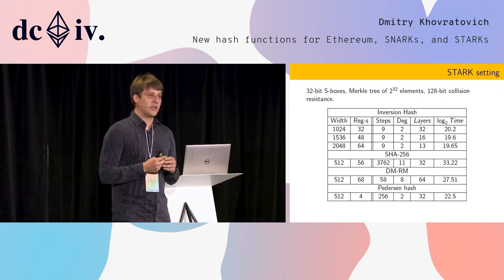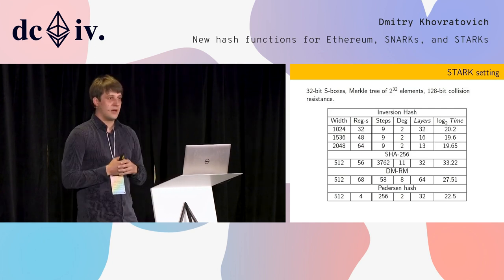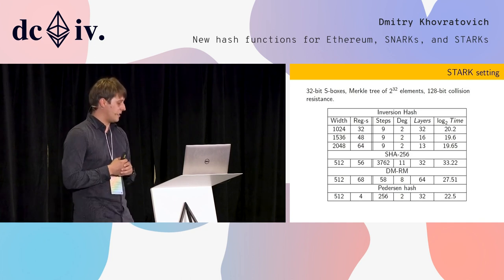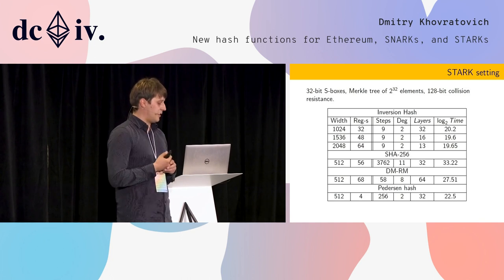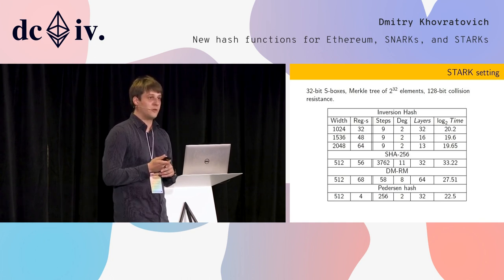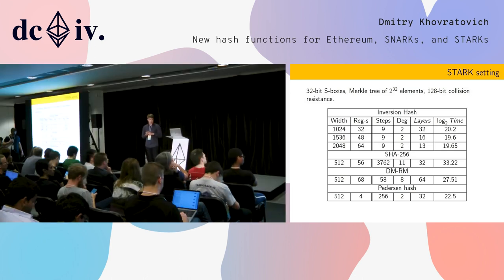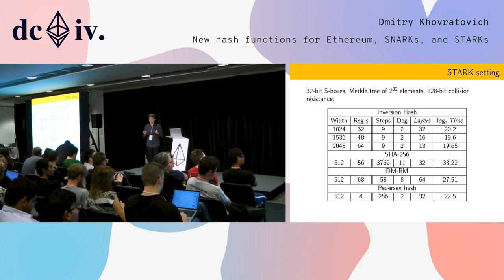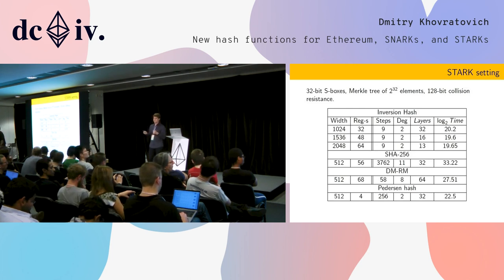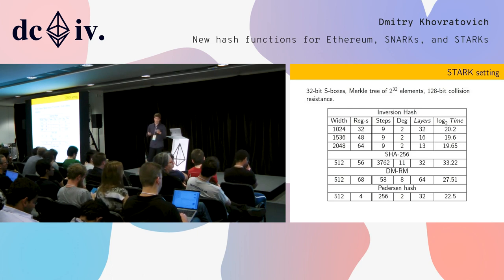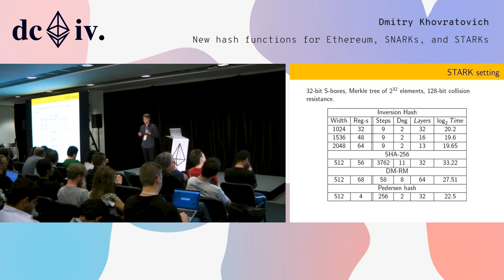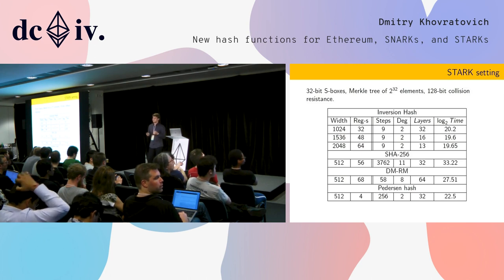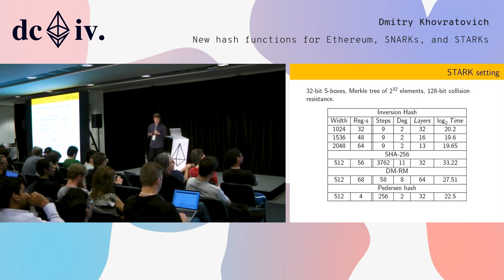So this should be read as: if you use SHA-256 for a tree of 2 to the 32 elements, and you need 128-bit collision resistance, then your proving time should be about 2 to the 33 of something. If you use Pedersen hash, then it should be like 2 to the 22. So you see almost 1,000 times faster, but unfortunately, in the real world, the performance increase over SHA-256 is not that big because the SHA-256 circuit is very sparse. But still, if we use our inversion hash with a default width of 1,000 bits, we can still be about four times faster than Pedersen hash.